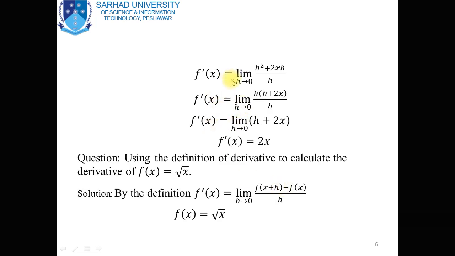Now you see over here, f prime at x is equal to limit h tends to 0, h square plus 2xh divided by h. Now taking h common from these two terms, h into (h plus 2x) divided by h, h and h cancel, so we obtain f prime at x is equal to limit h tends to 0 of (h plus 2x). So putting the limit value, limit h tends to 0, we obtain the derivative of the function is equal to 2x.